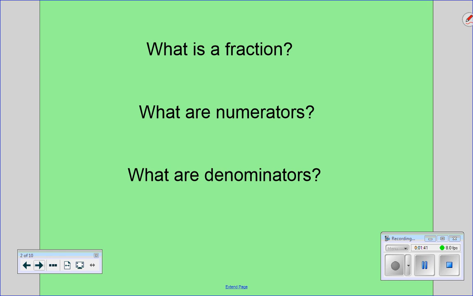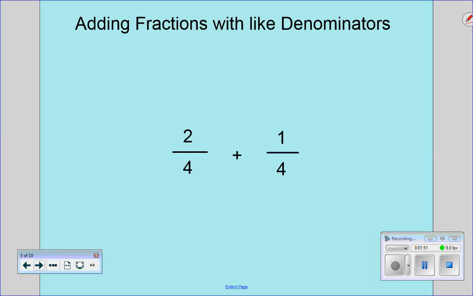Which one's the numerator? Yep, top. What's the denominator, Haley? The one on the bottom. Good. Numerators are on top, denominators are on the bottom. So, adding fractions with like denominators. If you need something in your notebook, you better start getting it in your notebook. Okay? So here's the good thing about adding fractions with like denominators.